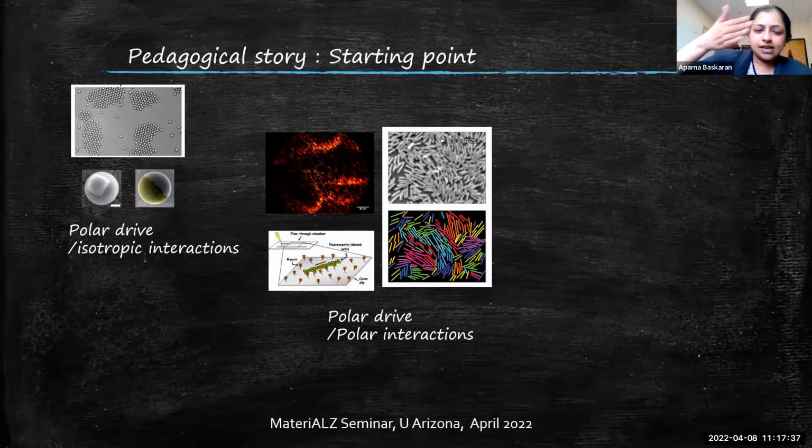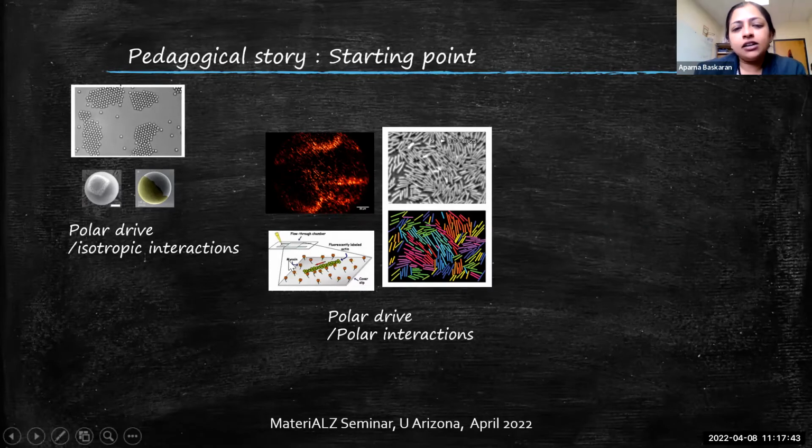The motor proteins will propel the filament along their long axis. That results in self-propelled rod-like particles. They'll have polar interactions when they collide with each other. And that kind of system belongs in the polar drive polar interaction category and leads to phenomena such as these propagating waves and things like that. And some bacterial systems also belong in this category.